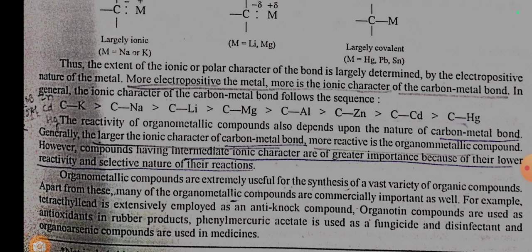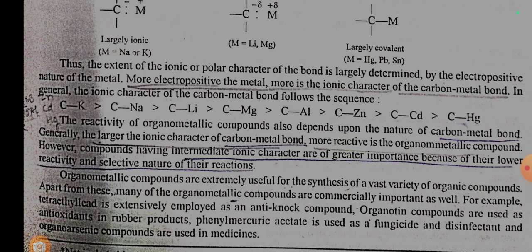The reactivity of organometallic compounds also depends upon the nature of the carbon-metal bond. Generally, the larger the ionic character of the carbon-metal bond, the more reactive is the organometallic compound. However, compounds having intermediate ionic character are of greater importance because of their lower reactivity and selective nature of their reactions. Organometallic compounds are extremely useful for the synthesis of a vast variety of organic compounds.